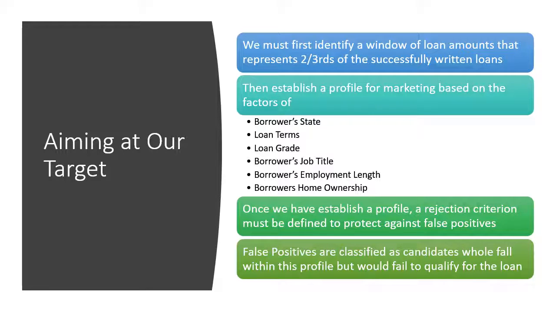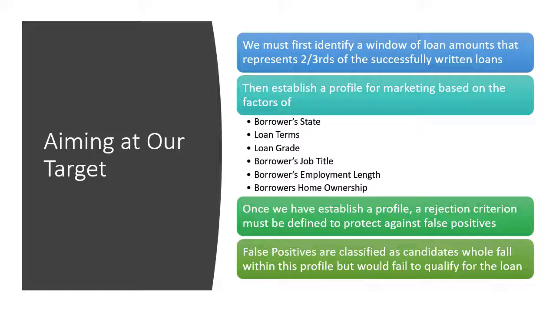The marketing team has asked us to conduct an analytic effort in order to establish a target marketing profile as well as a rejection profile to improve their ability to market at potential and prospective clients. There's a few steps we'll be taking in order to establish these two profiles. The first is we must first identify a window of loan amounts that represent 2/3 of the successful written loans. Once we've established that window of loan amounts that we are targeting, we can then establish the profile for marketing based on the factors that went into those written loans.